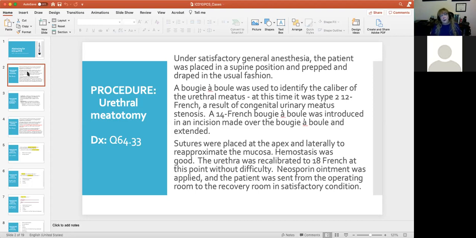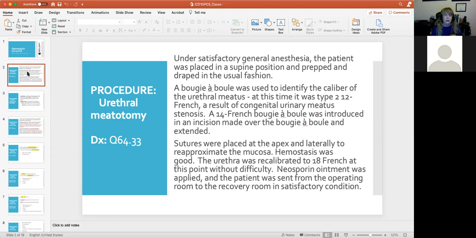A 14 French bougie a boule was introduced and an incision made over the bougie a boule and extended. Sutures were placed at the apex and laterally to reapproximate the mucosa. Hemostasis was good. The urethra was recalibrated to 18 French at this point without difficulty. Neosporin ointment was applied, and the patient was sent from the operating room to the recovery room in satisfactory condition.